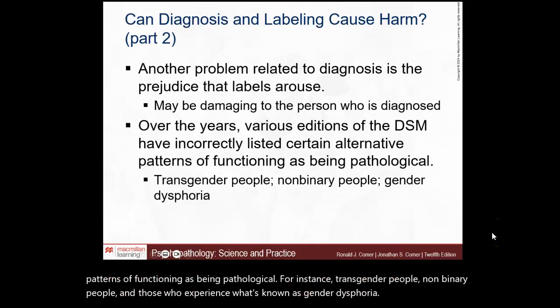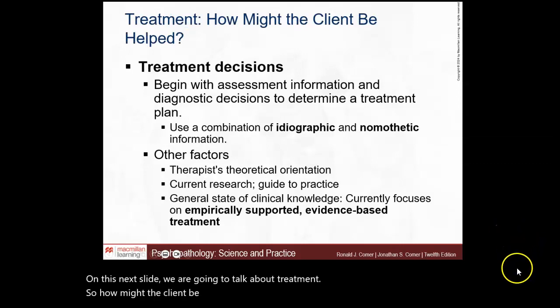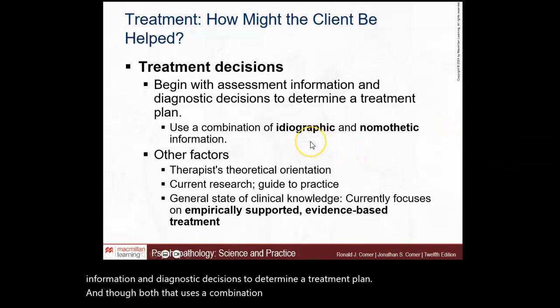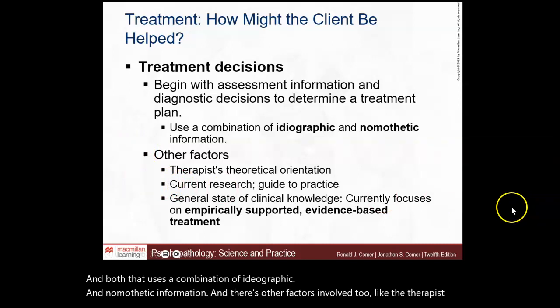On this next slide, we are going to talk about treatment. So how might the client be helped? Treatment decisions begin with assessment information and diagnostic decisions to determine a treatment plan. And that uses a combination of idiographic and nomothetic information. And there are other factors involved too, like the therapist's theoretical orientation.